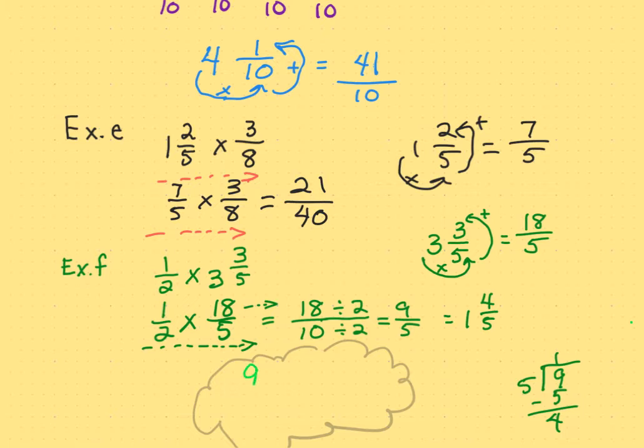Now the reason I can do that is that 9/5 is equal to 5/5 plus 4/5. So this 5/5 is equal to that one. So again, we have 1 4/5.